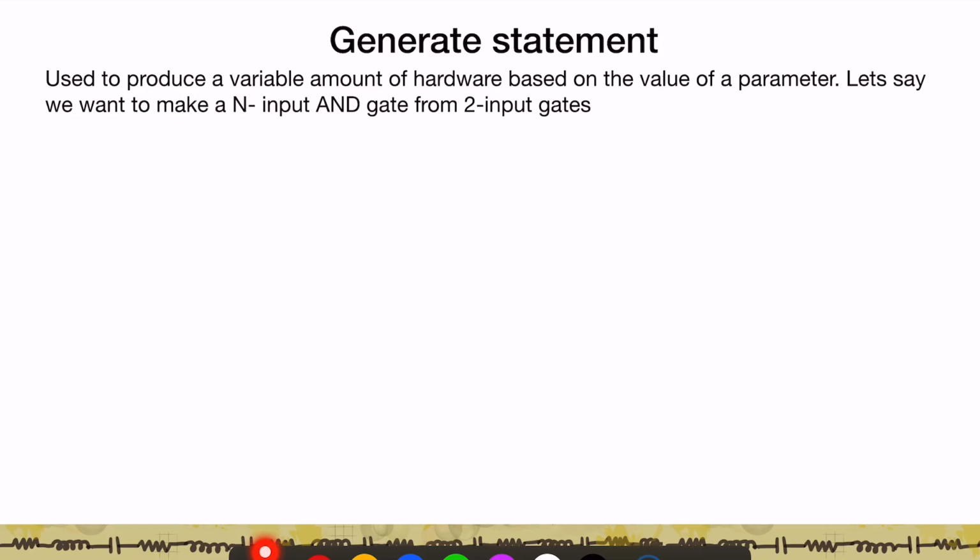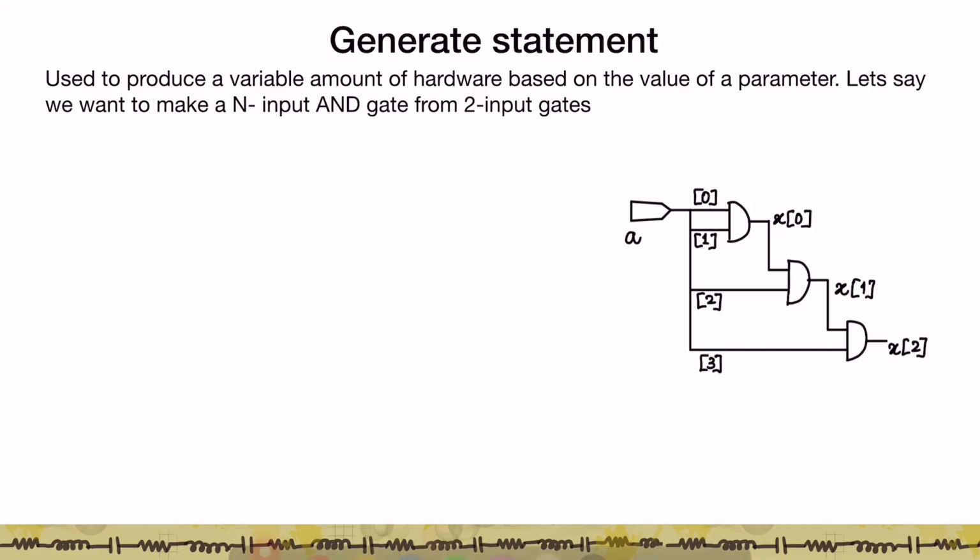Now, another useful statement in Verilog, just like how we have the parameter statement, is a generate statement. A generate statement is used to generate hardware based on the user input. So let's look at a very simple example. Suppose I have 2 input AND gates and I want to generate an n input AND gate based on this 2 input AND gate. How would you do that? Very simply, you take the lowest 2 LSBs at one time, AND them, take the output of that and AND it with bit number 2, again take the output of this, AND it with bit number 3, and so on and so forth.